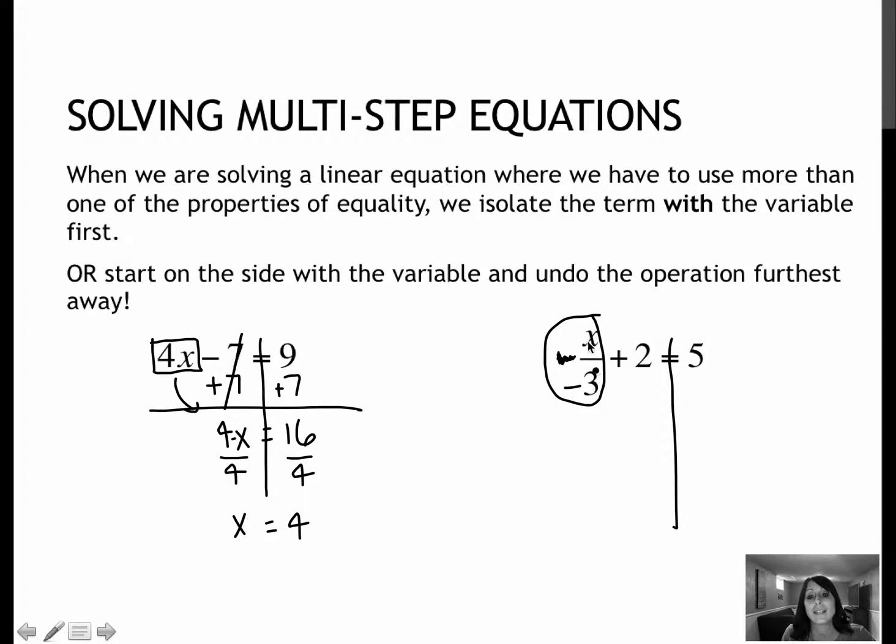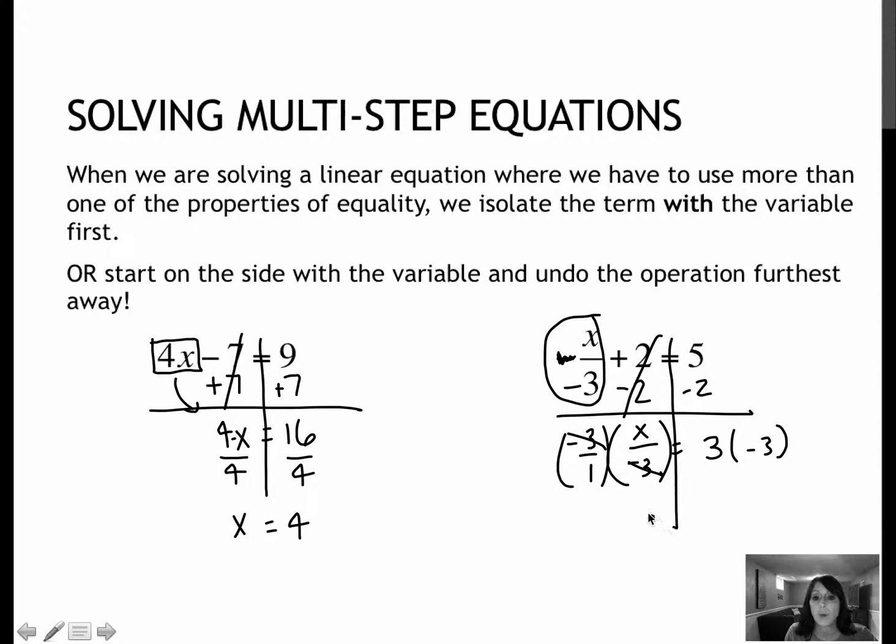So first let's isolate this whole thing by subtracting 2 from each side, because that's going to make it much simpler. So now I have x divided by negative 3 equals 5 minus 2 is 3. And now I'm going to undo the divided by negative 3 by multiplying by negative 3. And on the left side, I get x over 1, which is x. And on the right side, 3 times negative 3 is negative 9.